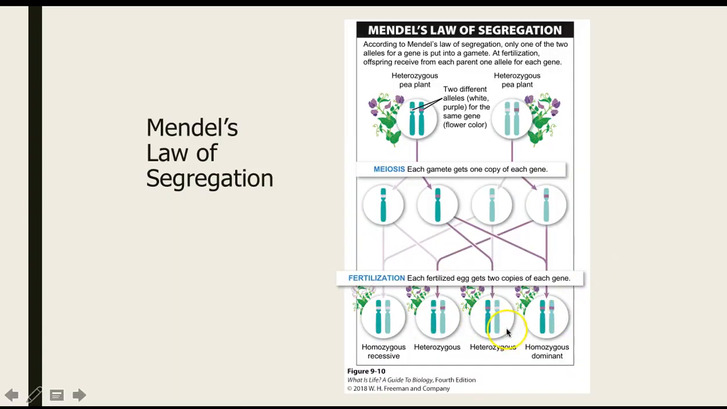Two different ways to get heterozygous. There's only one way to get the homozygous recessive. You have to get one from mom and one from dad. And the same thing is true for homozygous dominant. You have to get one from mom and one from dad. But for the heterozygous, again, there are two different ways that you can get that.